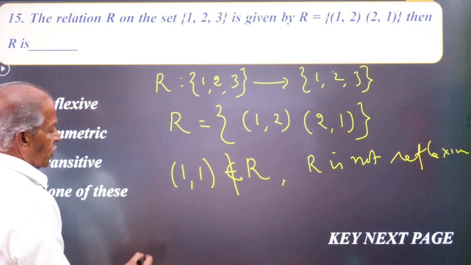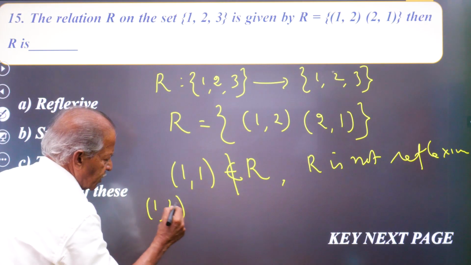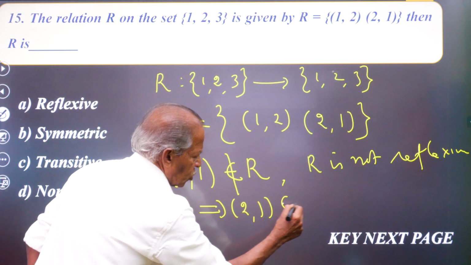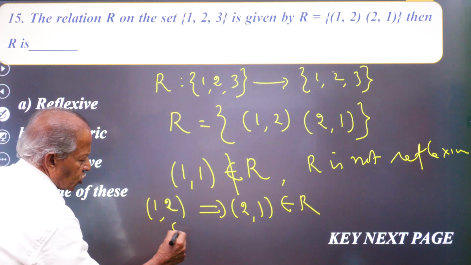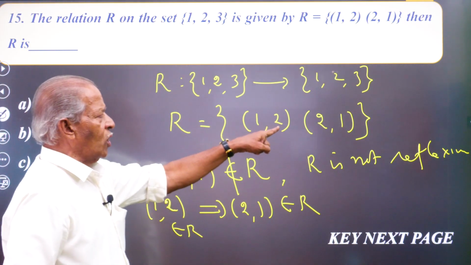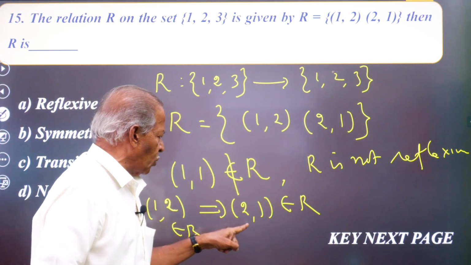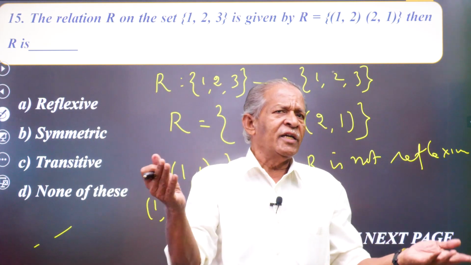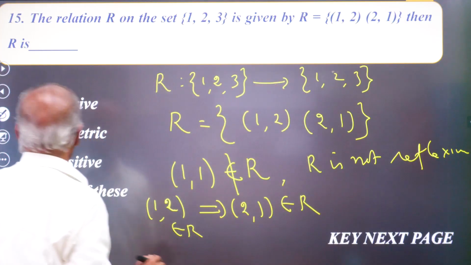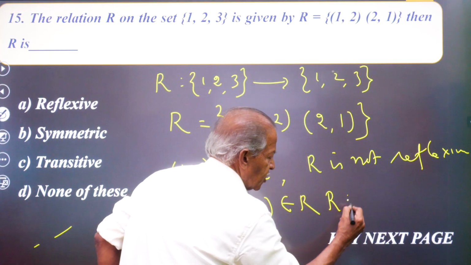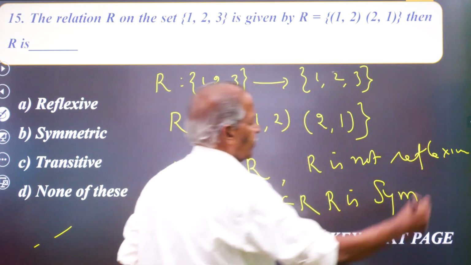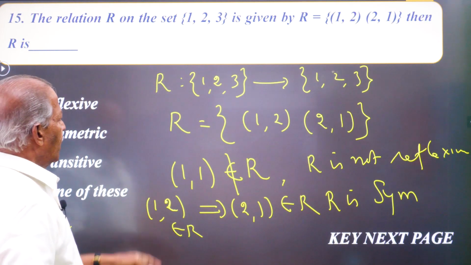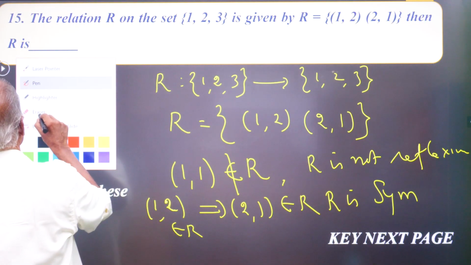And what about symmetry? (1, 2) belongs to this. Automatically, this implies (2, 1) also belongs to R. The element (1, 2) belongs to R, and the reverse element (2, 1) also belongs to R. Whatever element exists, its reverse must exist; for non-existent ones, we don't bother about it. Therefore, it is symmetric. In short, I am writing symmetric. What about the transitivity? Transitivity means, look here. Here two elements are available.